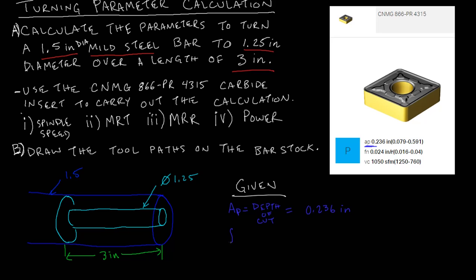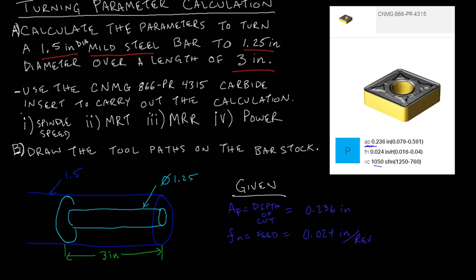FN is our feed rate. So that's our feed, and it's 0.024 inches per revolution. Not inches per minute, inches per revolution. That's because when you're programming CNC lathes, they're typically programmed in inches per revolution, as opposed to a mill, which would be inches per minute.